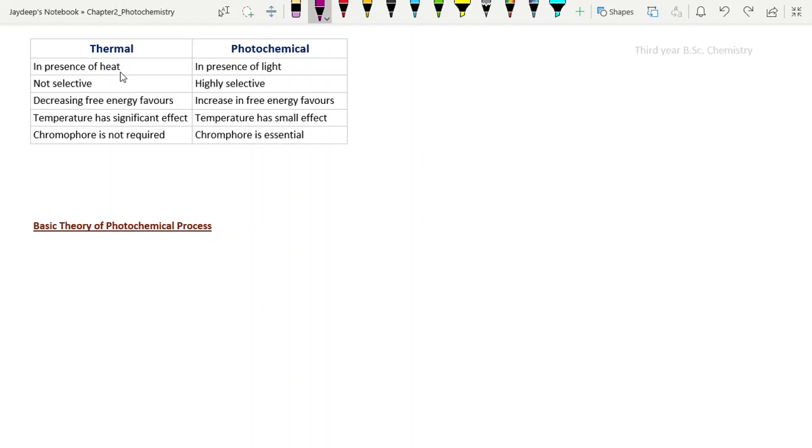If you consider the Diels-Alder reaction, in that case, it requires dienes and dienophiles. So when we consider the thermal reaction, in this case we have to heat this diene and this dienophile also. So such a type of reaction is not selective.